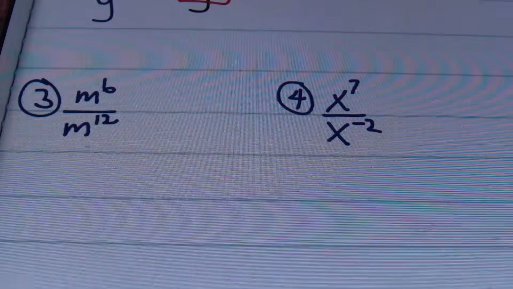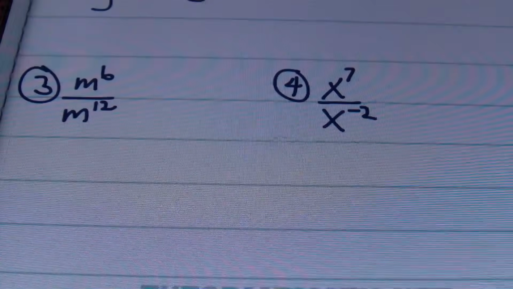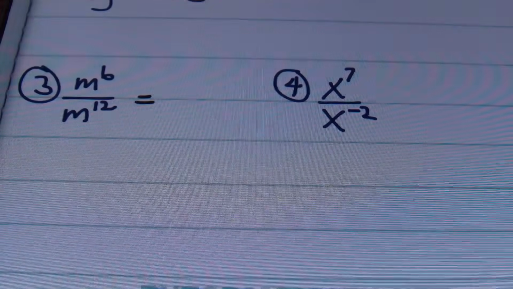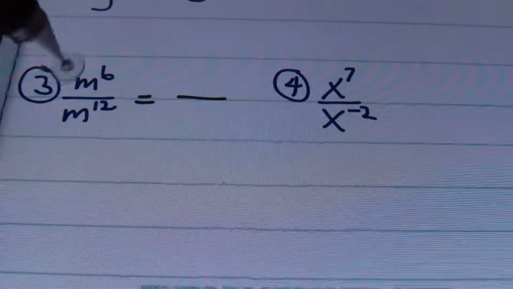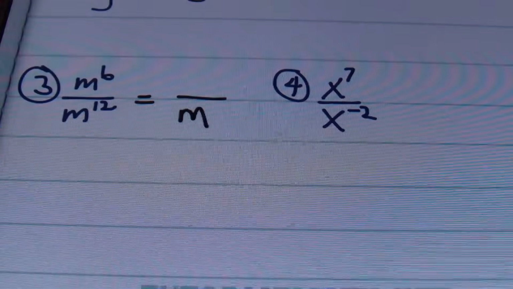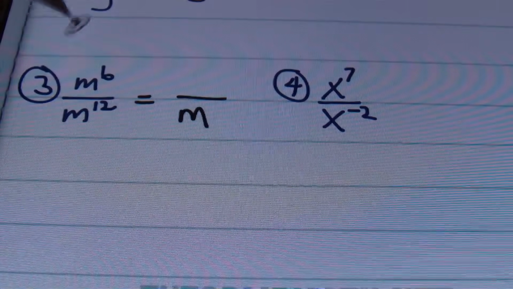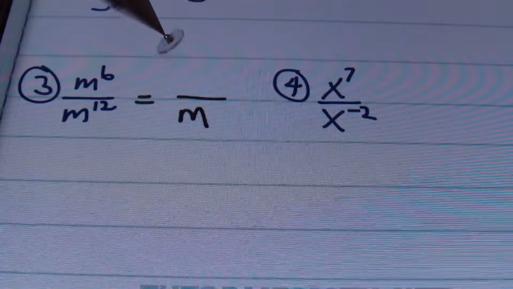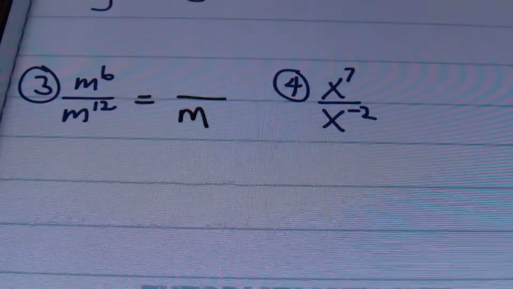In problem number 3, you'll subtract your exponents, but I will tell you this, ladies and gentlemen. I'm going to show you 2 methods of doing this problem. When I'm working out a problem and I have nothing but positive exponents, I know that my variable will remain wherever the largest exponent is. So since I have m to the 12th power under the m to the 6th power and 12 is larger than 6, I know my variable m will remain in the denominator. It stays there.